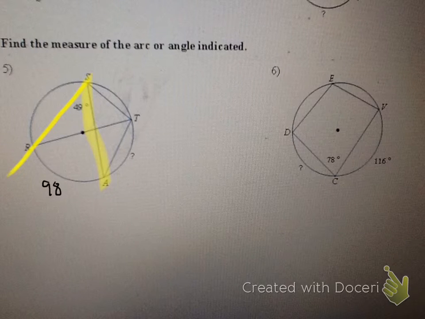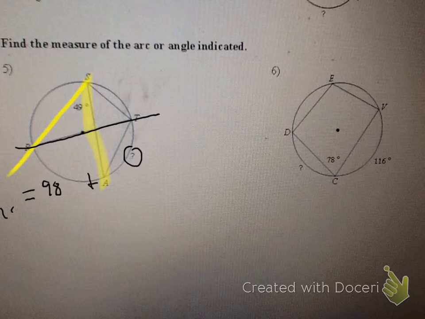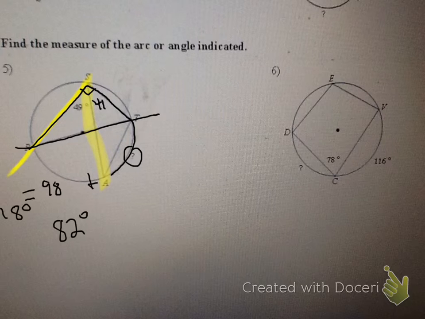Then the other thing you want to notice is a diameter. Anytime you have a diameter, you have 180 for the outside arc. So that means that the question mark plus 98 equals 180. So 180 minus 98 is 82, and that is the measure of our arc out here. That means, just looking at this picture, that this is 41, which means those add up to 90, which should be the case with the diameter.